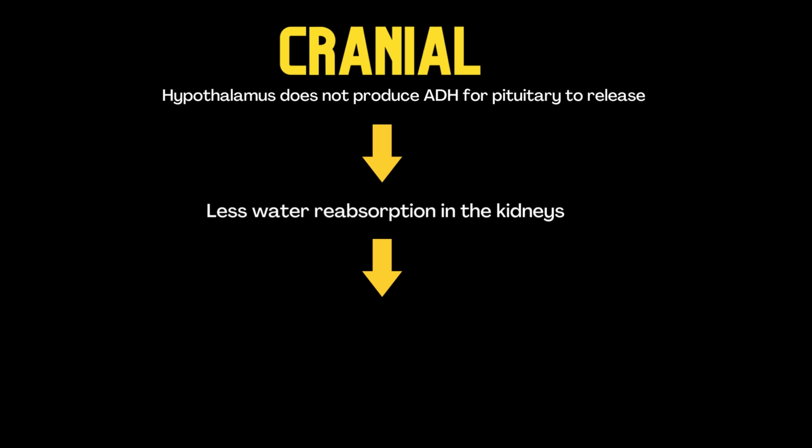This causes the kidneys to reabsorb less water, instead excreting more water, resulting in high volumes of low osmolality urine. This can be idiopathic but also secondary to brain tumours or neurosurgery.